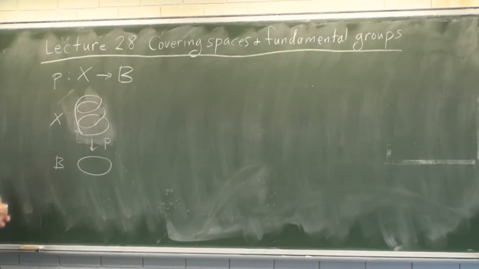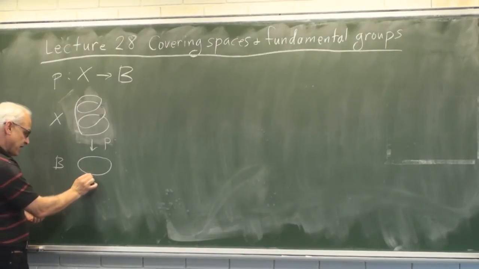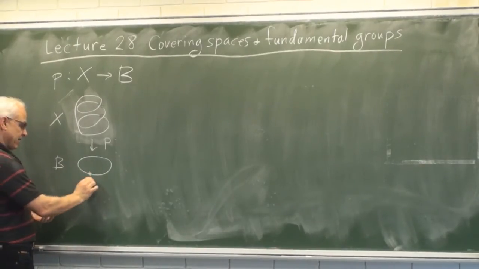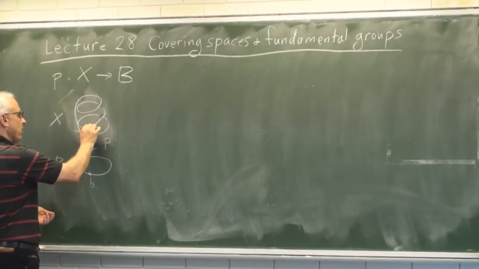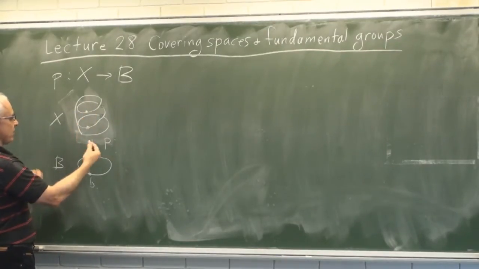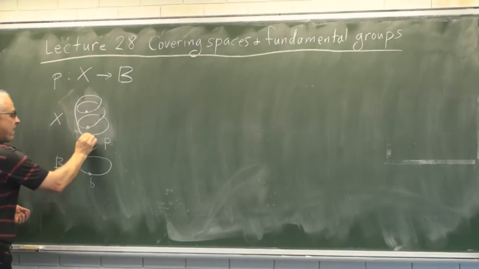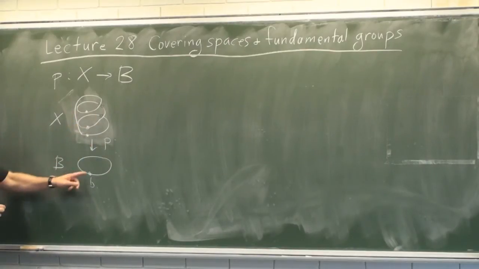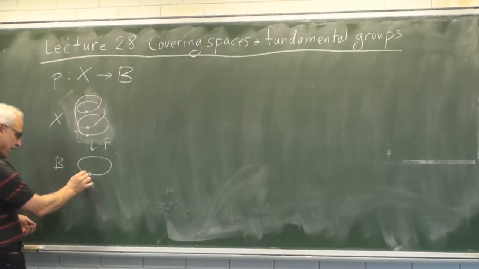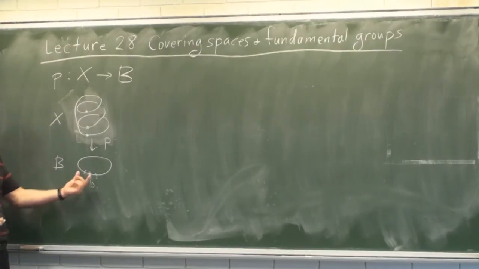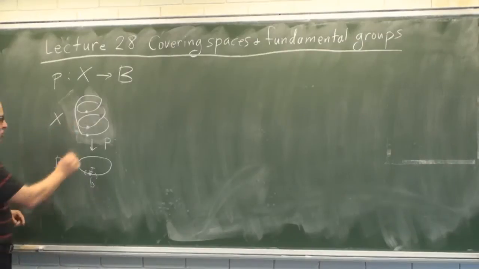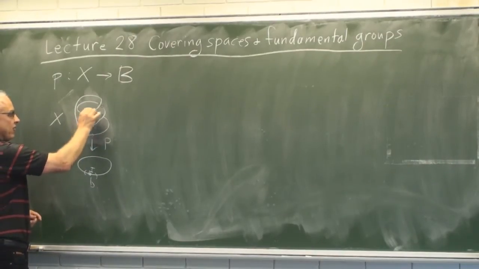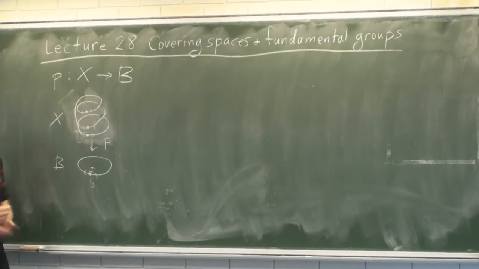And the basic property of a covering space is that if we take any point in the base, say B, then the inverse image up here will be a finite set of copies of B. And if we look at a little neighborhood of B in the base space, that interval there, then the inverse image looks like a bunch of copies of that interval.